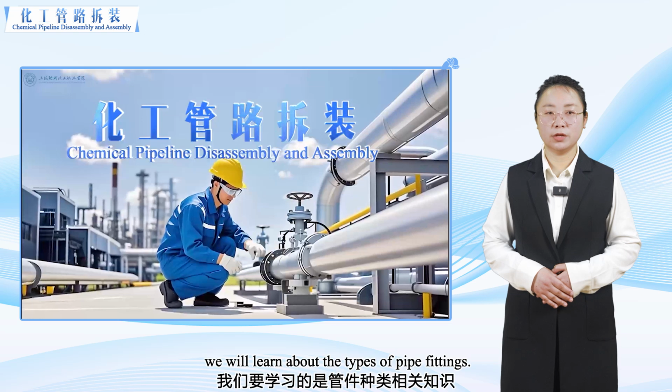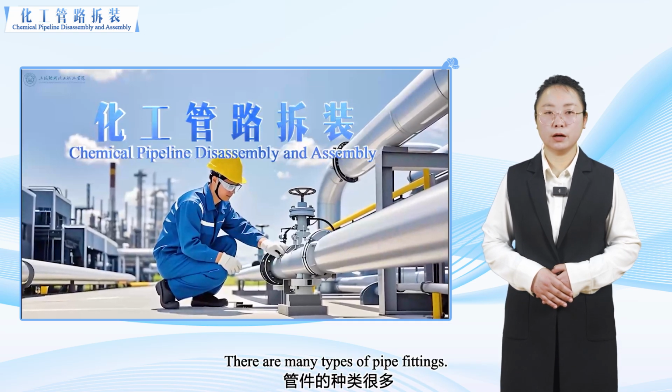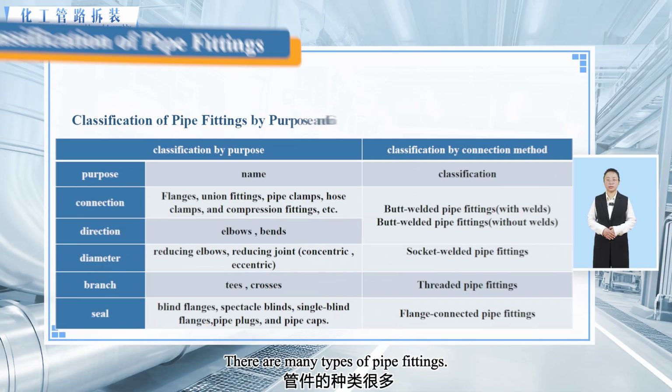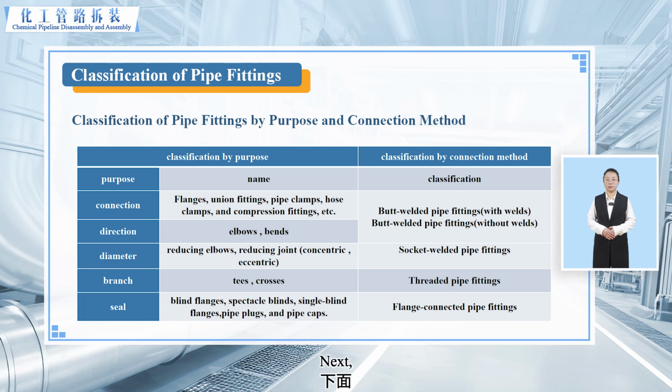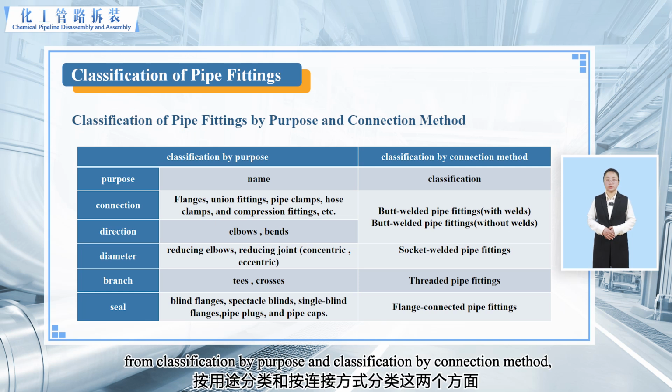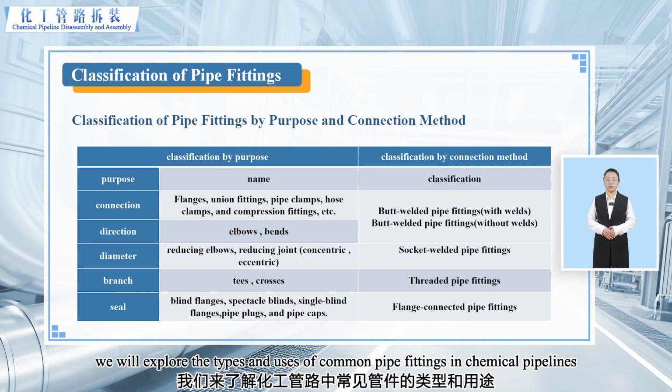Today, we will learn about the types of pipe fittings. There are many types of pipe fittings. Common classifications of pipe fittings are shown in the table. Next, from classification by purpose and classification by connection method, we will explore the types and uses of common pipe fittings in chemical pipelines.